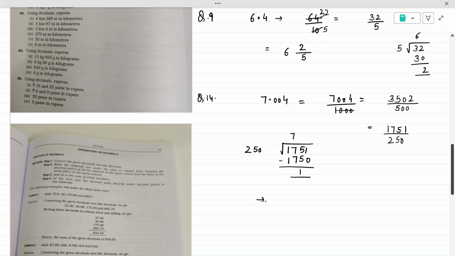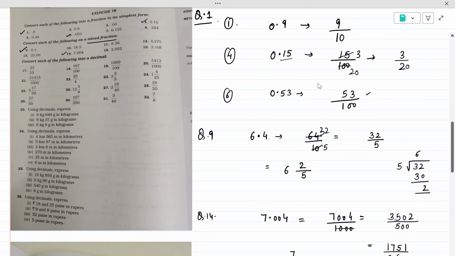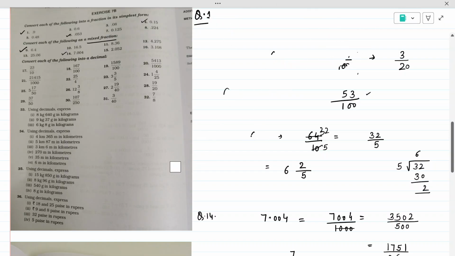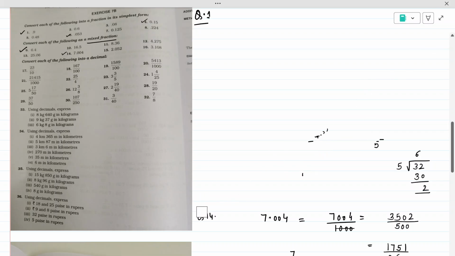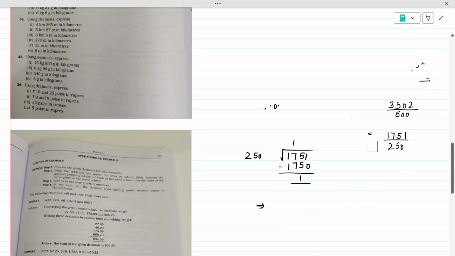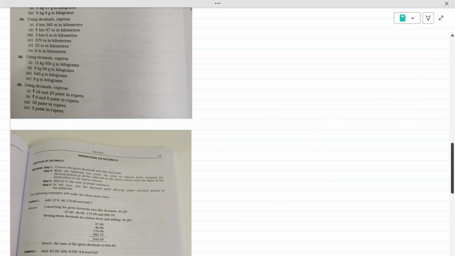So what is the mixed fraction? The mixed fraction will become Q, that is the quotient, and the remainder divided by the divisor. This is the mixed fraction which we are going to get here. Okay, so we have done question number 14 and I am just rubbing this off very fast. Let us do the next part, to convert each of the following into decimal. Now we are given the fractions and we have to convert them in the form of decimals. Okay, let's do this question.